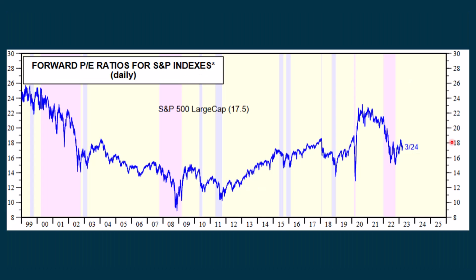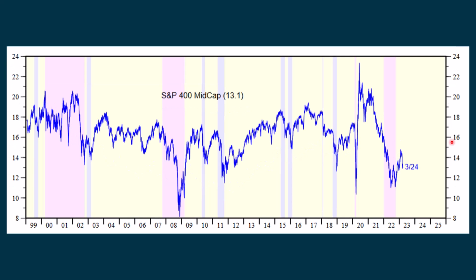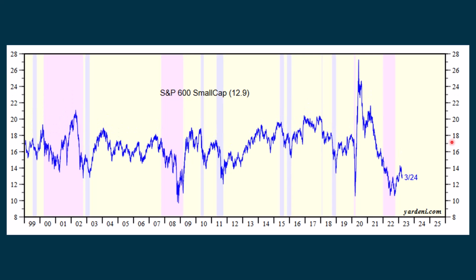But the markets don't always look backward. They look forward. So we also have some forward PE ratios using earnings estimates and forecasts. As of the close on Friday, the forward-looking PE ratio is at 17.5. When we look at the mid-caps, the current forward PE ratio is 13.1. And the small cap PE ratio is at 12.9.